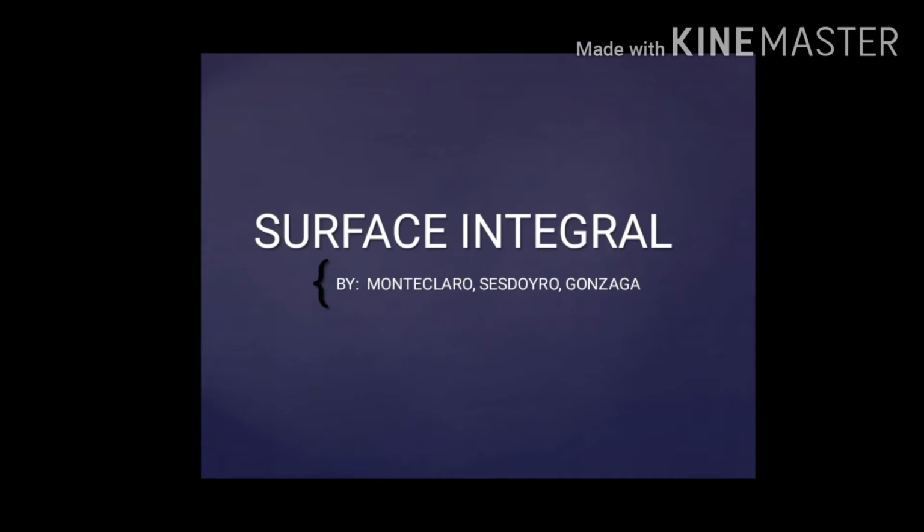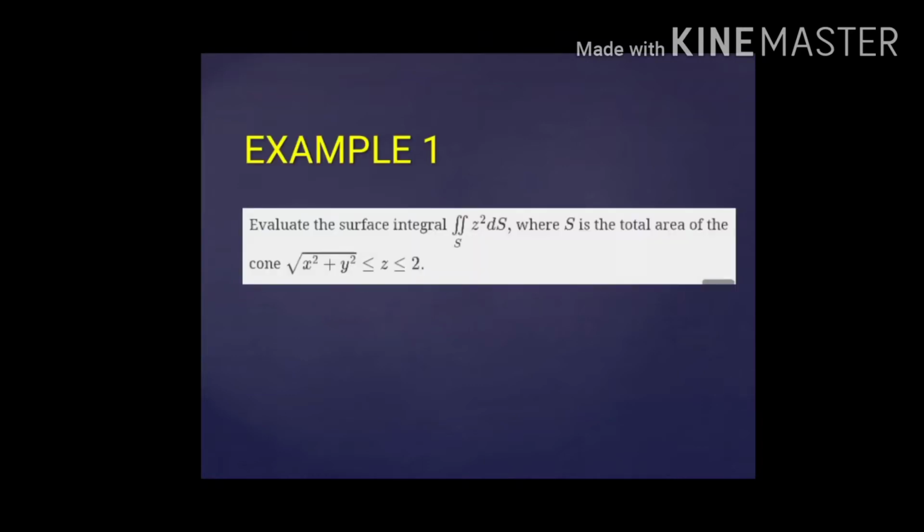So now, let us go to our first example. Evaluate the surface integral, the double integral of z squared dS, where S is the total area of the cone, in which the square root of x squared plus y squared is less than or equal to z, that is less than or equal to 2.